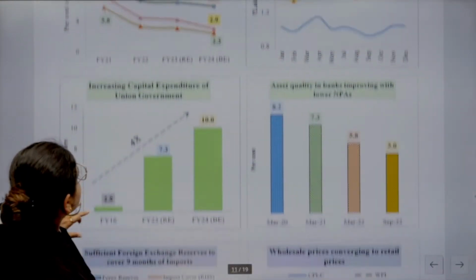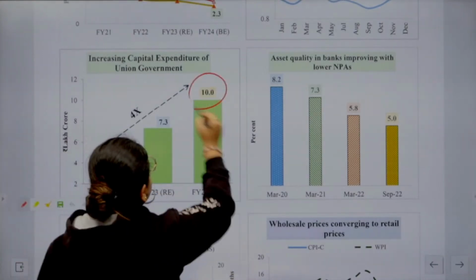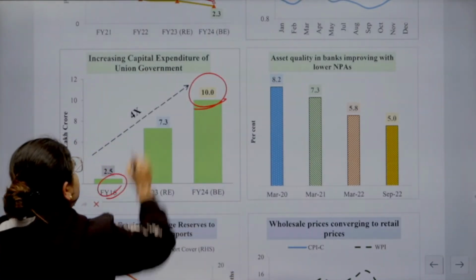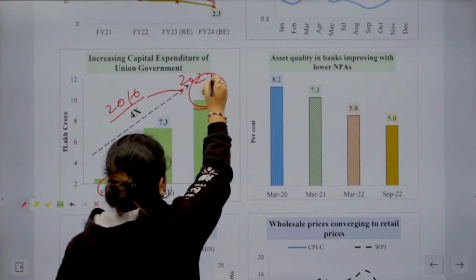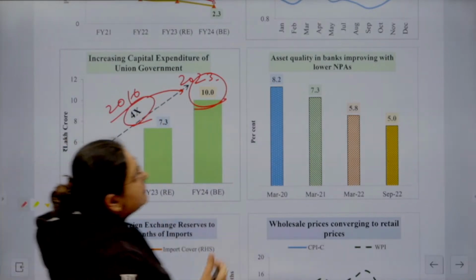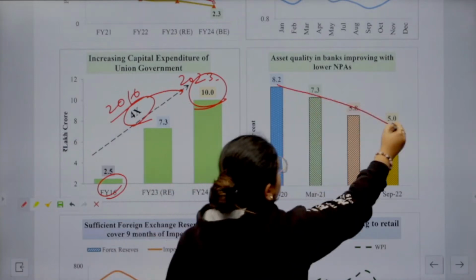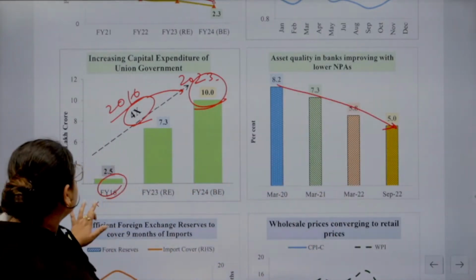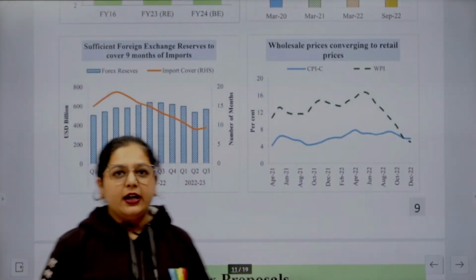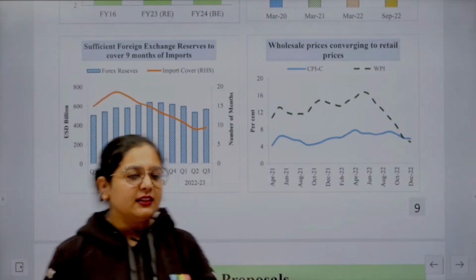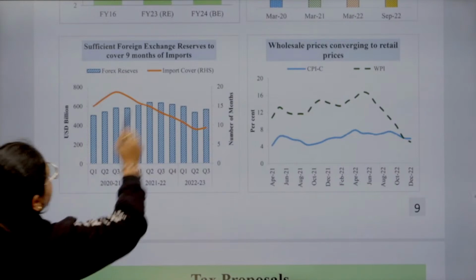On the other hand, if we speak of the capex, this time it has really gone up, nearly 4 times since 2016. From 2016 to 2023, it has gone 4 times up. On the other hand, if we speak of the NPAs, they have definitely gone down. In banking, the banks have done really well in controlling the NPAs in their system. Then next, sufficient foreign exchange reserves to cover 9 months of import.